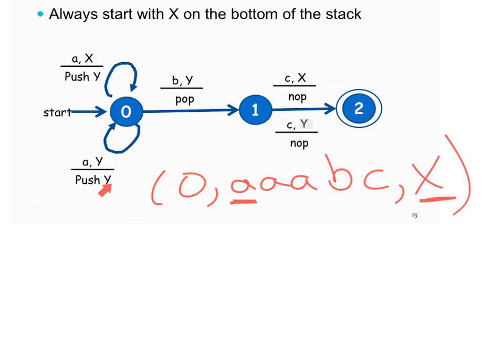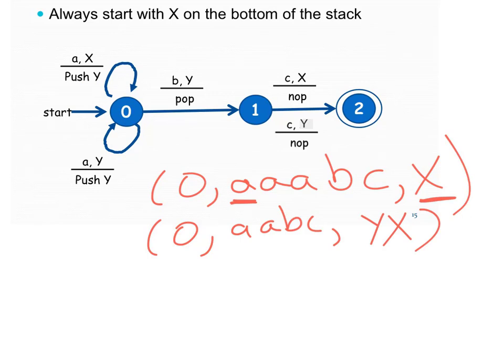I can't take this one because I do have the letter A, but I don't have a Y at the top of the stack. But I can take our favorite first one, this guy. So now I end up still at state 0. I've processed that first A, so now my string just has two A's B C. And when I took this transition, it said after you do that, push a Y. So I need to push a Y on the stack, and now my stack reads Y X.